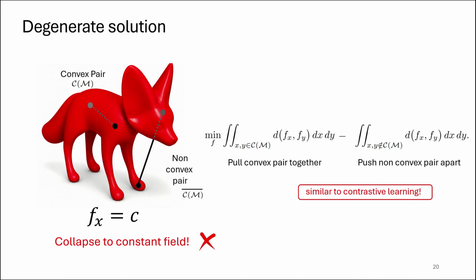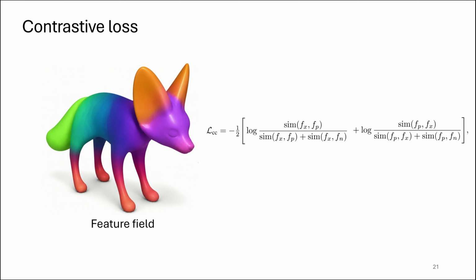And this is incredibly similar to the notion of contrastive learning, where you have convex pairs as positive examples, which will pull features together, and non-convex pairs as negative examples, which would push features apart. So we just use a triplet-based contrastive loss to supervise our network.